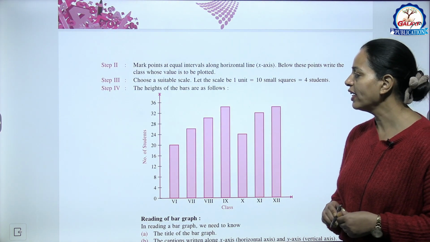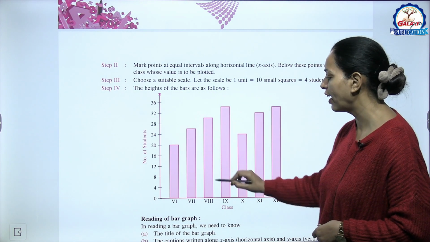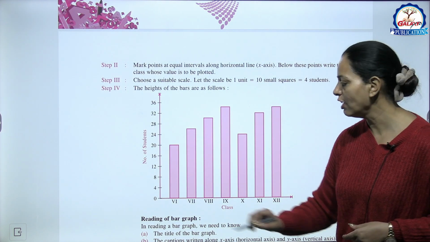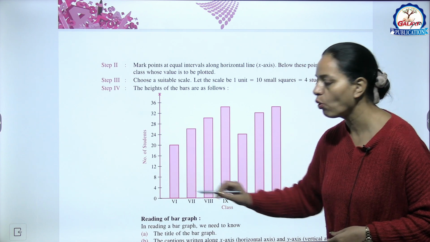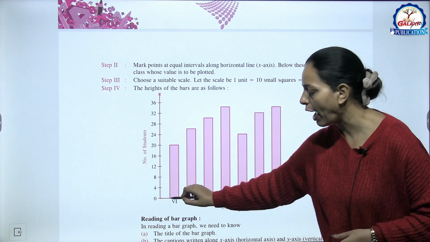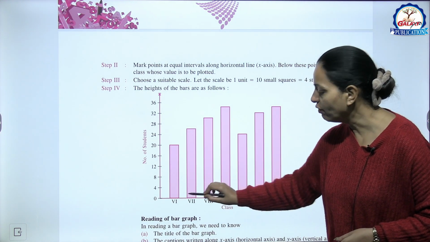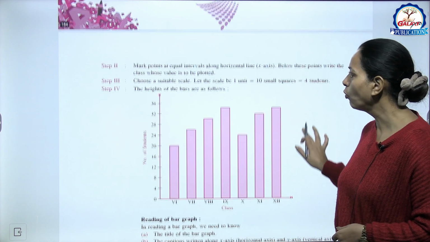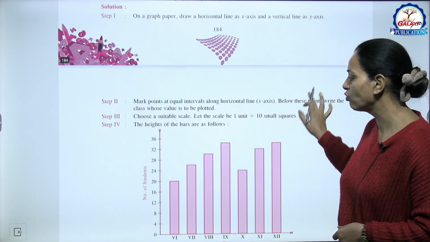Okay, now the next step, the heights of the bars are as follows. Now, for 6th class, how many students? 20. So up to 20 we will draw a bar, leave some gap. Okay, then leave the same gap. 7th class, here we have how many? 7th class, we have 26.